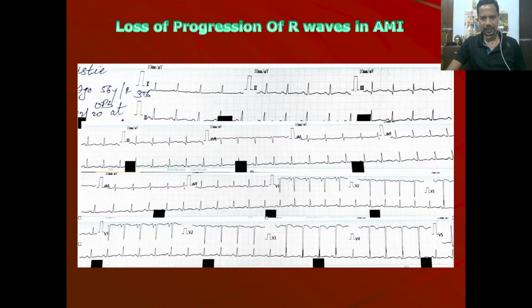Now you see in this patient's ECG, look at the progression of R waves in V1 to V6. So V1, V2, V3, V4, V5. There is no progression. So this is an old anterior wall MI.